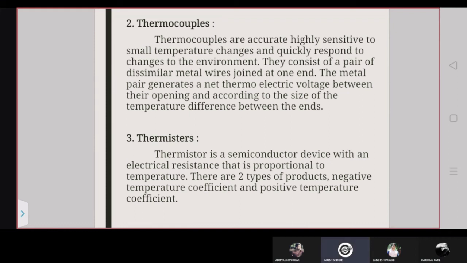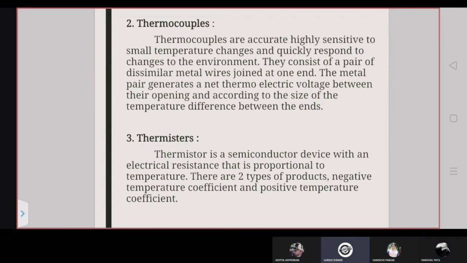Thermocouples. Second one is thermocouples. Thermocouples are accurate, highly sensitive to small temperature changes and quickly respond to changes in the environment. They consist of a pair of dissimilar metal wires joined at one end. The metal pair generates a net thermoelectric voltage between their openings according to the size of the temperature difference between the ends.